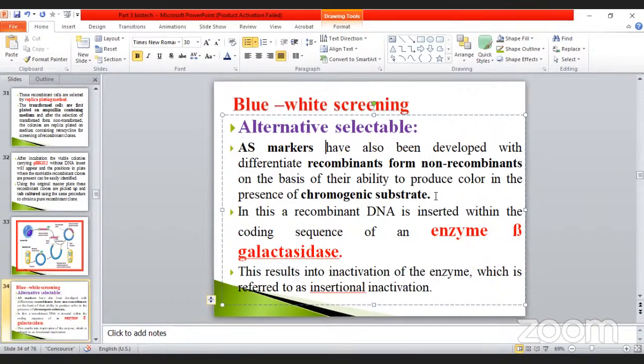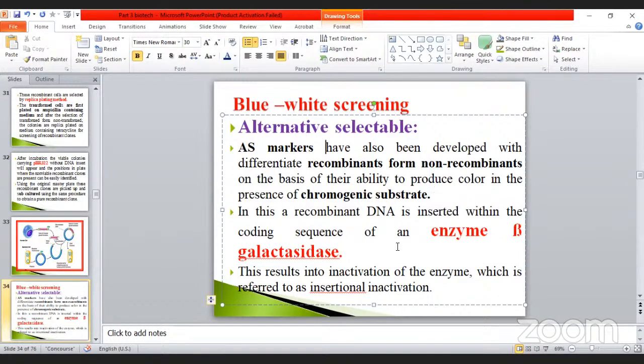The microorganism also has some visible and invisible color. Colorless means it will not be easily visible. The white color substrate, when the microorganism acts upon it, produces some other pink or orange color, which can be easily visible in nature. That is called an alternative selectable marker. Depending upon the substrate, different types of markers are used.